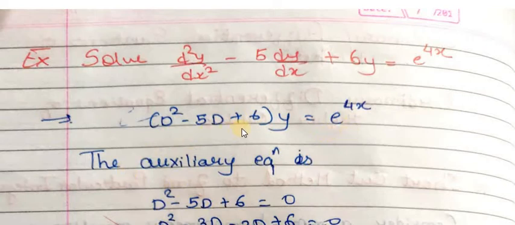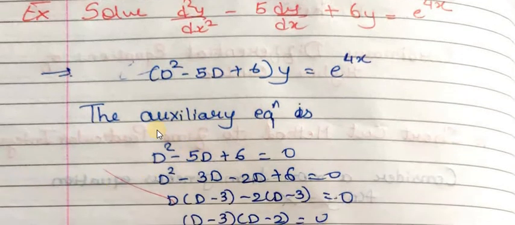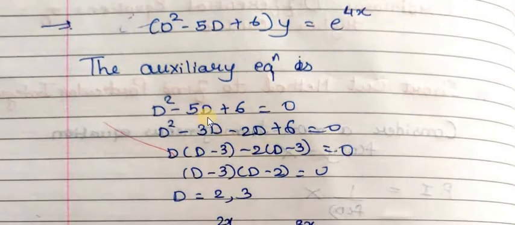Now this differential equation is of the form f(D)y = X. So its solution will be given by y = CF + PI. First of all, we will find CF, that is the complementary function. To find the complementary function, we have to write the auxiliary equation, which is given by equating this f(D) to 0. Then we have to factorize this equation to find the values of D.